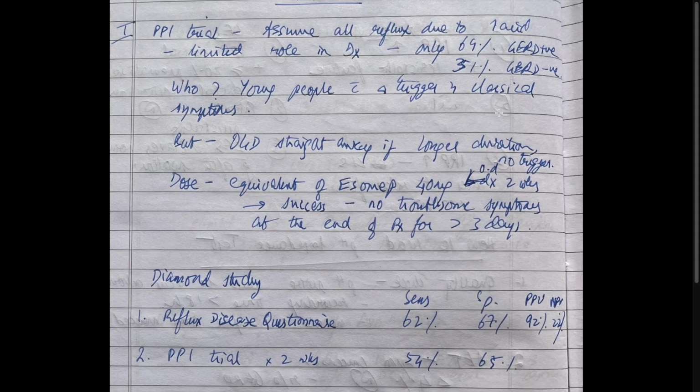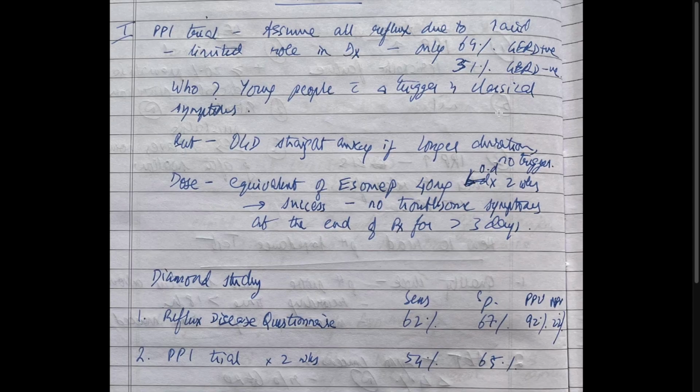In the PPI trial, it was assumed that all reflux was due to increased acid. It had a limited role in the diagnosis because only 69% turned out to be GERD, and 31% were not GERD. Who could we try a PPI trial on? Young people with a trigger and classic symptoms. But we do an OGD straight away if there are longer duration symptoms, no triggers, and it's an older patient. The dose we give is an equivalent of esomeprazole, 40 milligrams a day for 2 weeks.